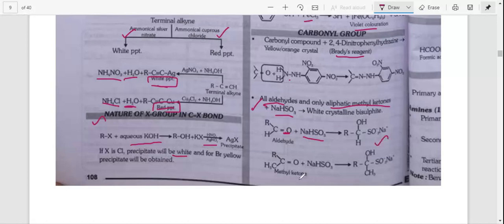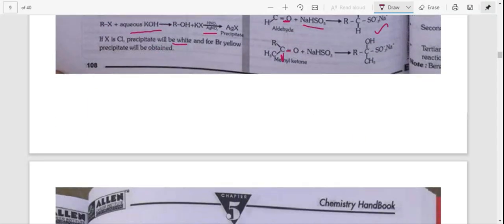And next is the methyl ketones. For methyl ketones, one of the groups should be methyl in the formula. When it reacts with NaHSO3, it will give this: one OH will be attached to this, and another group, SO3Na, will be attached to the carbon. So this is how we distinguish between the compounds.